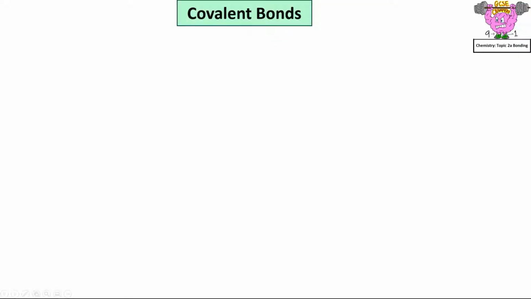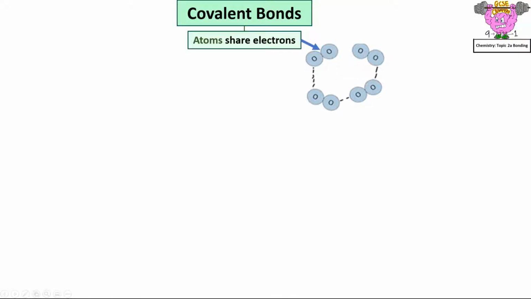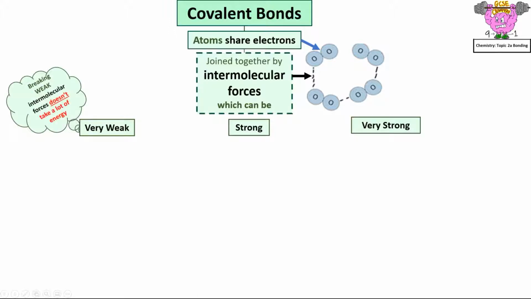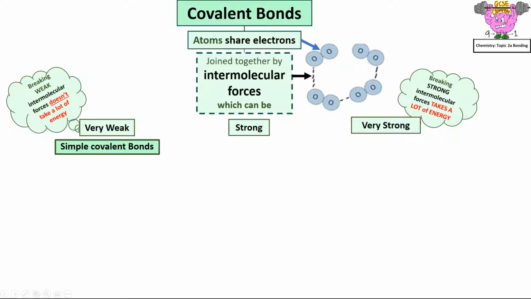Covalent bonds. Atoms share electrons, joined together by intermolecular forces which can be very weak, strong, or very strong. Breaking weak intermolecular forces doesn't take a lot of energy, whereas breaking strong intermolecular forces takes a lot of energy. Very weak covalent bonds are made up of simple covalent structures, which are made up of small molecules.